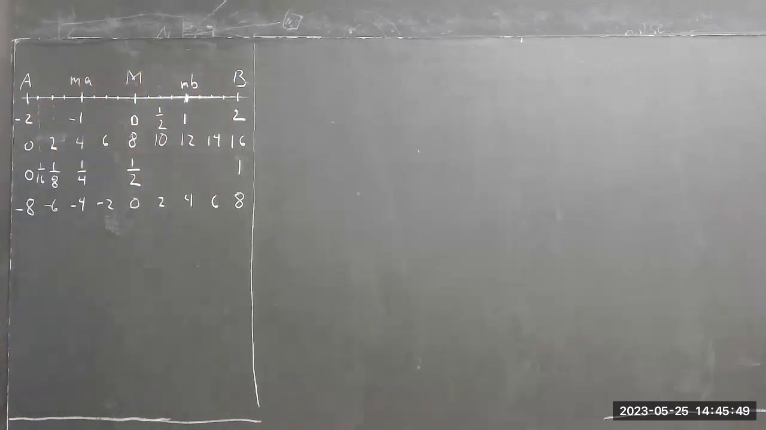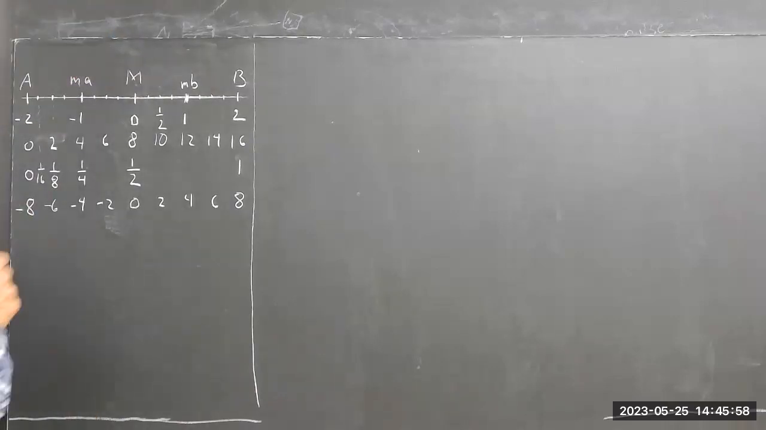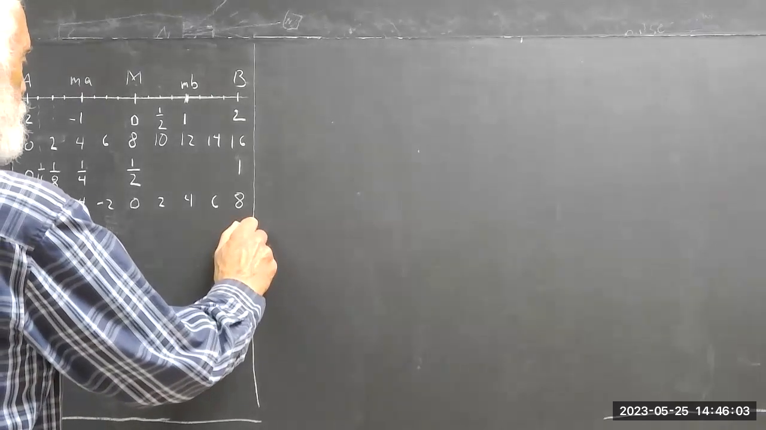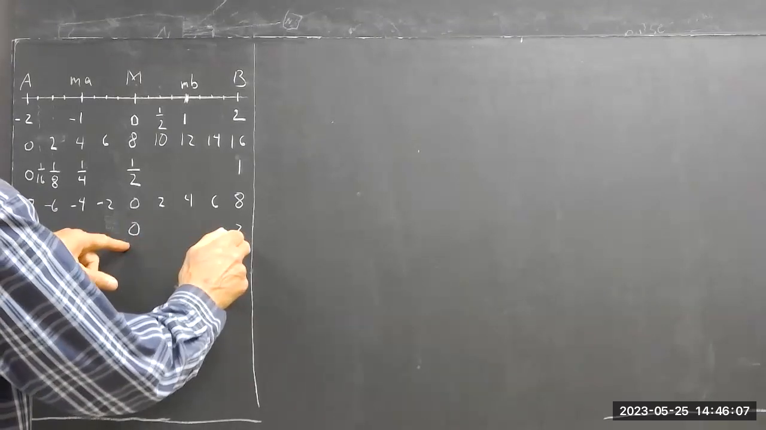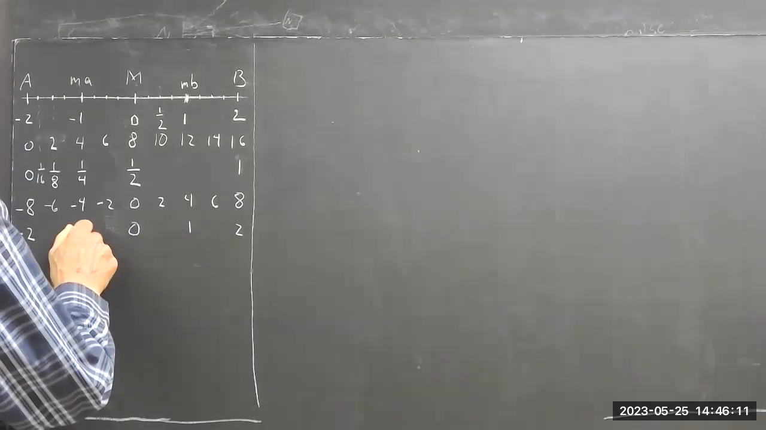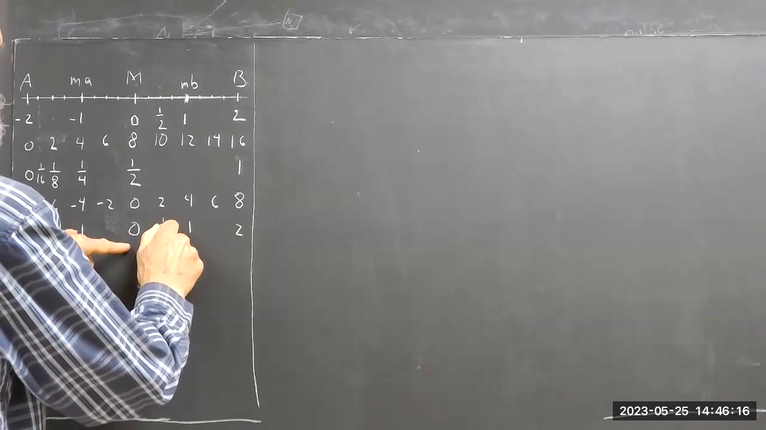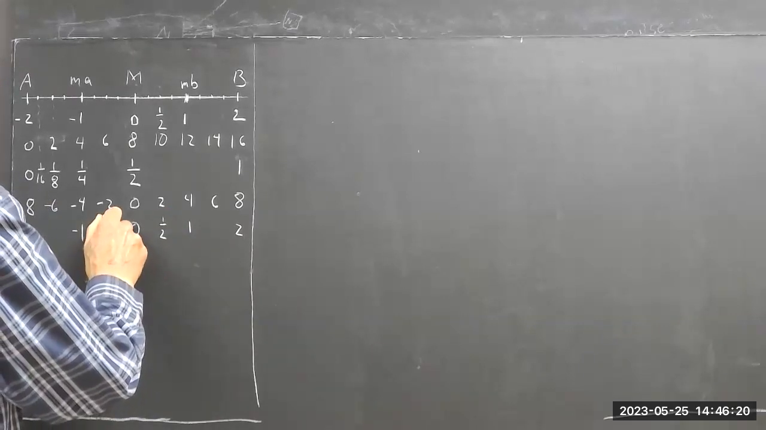Now I want to return to the idea of labeling numbers from -2 to 2. Remember, I asked what number should go here. Well, I'm going to start over. I'm going to do -2 here and 2 here. And I know halfway between -2 and 2 is 0. Halfway between 0 and 2 is 1. Halfway between -2 and 0 is -1. Halfway between 0 and 1 is 1/2. Halfway between -1 and 0 is -1/2.